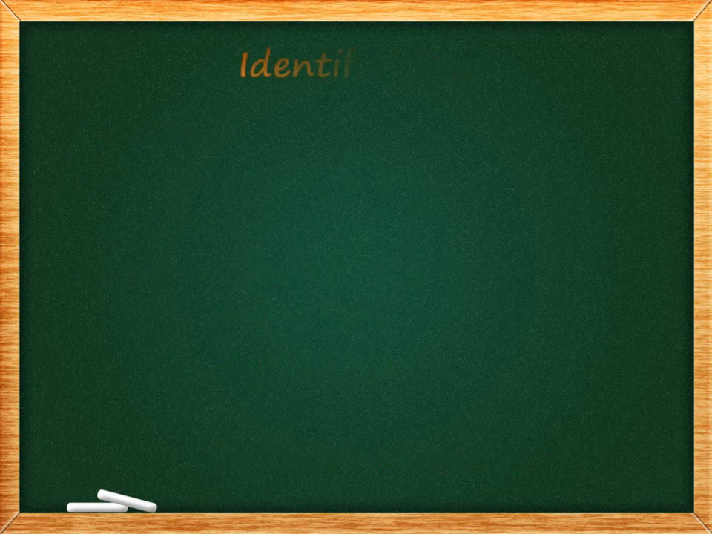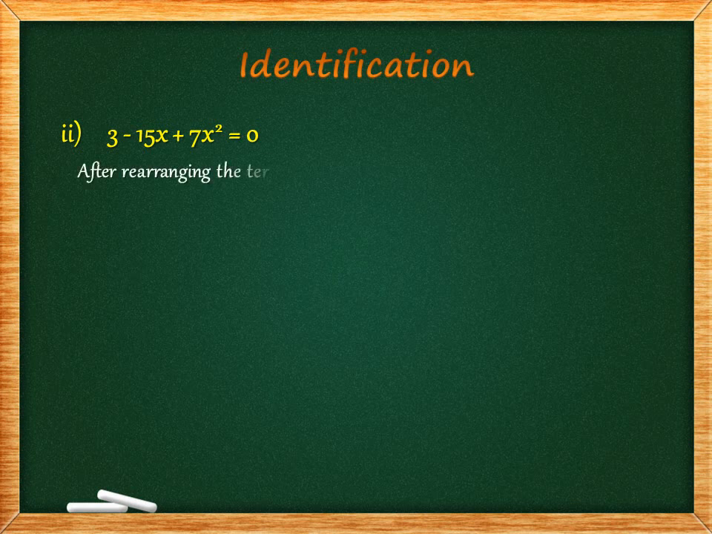Let's see the second example. Now we have to identify whether 3 minus 15x plus 7x square is equal to 0 is a quadratic equation or not. For this, let's rearrange the terms. After rearranging the terms, we will get 7x square minus 15x plus 3 is equal to 0.